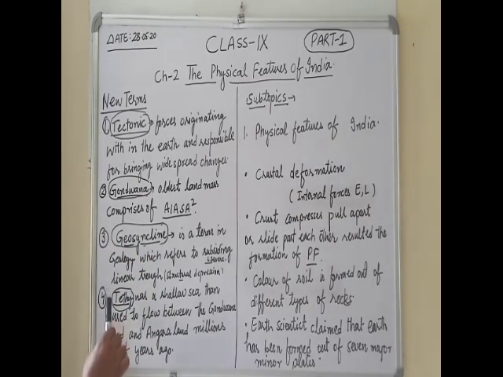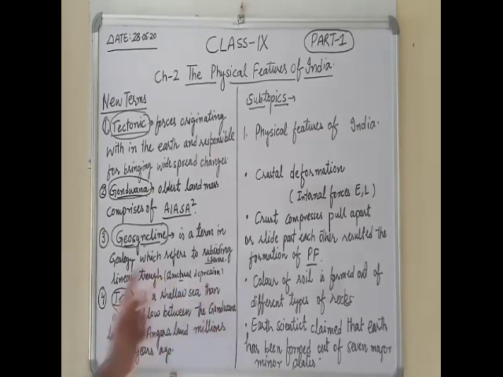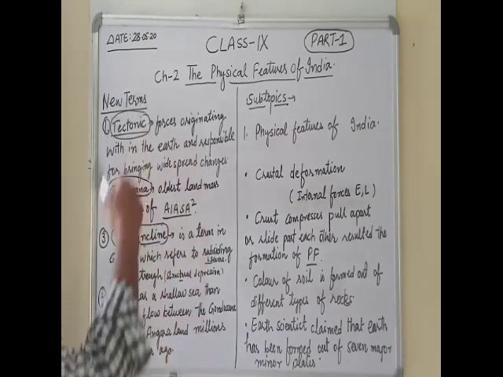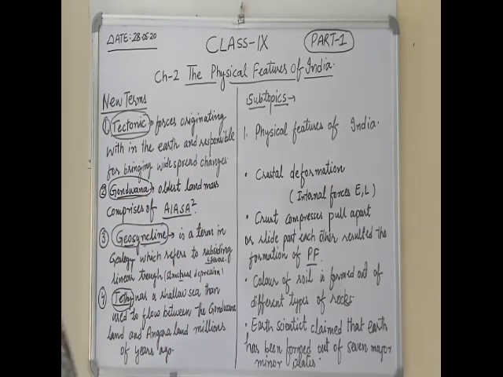Okay. Next is Tethys. Tethys was a shallow sea that used to flow between the Gondwana land and Angara land millions of years ago. Okay, clear? So these are the important terms for you. Let's move on to the next subtopic.